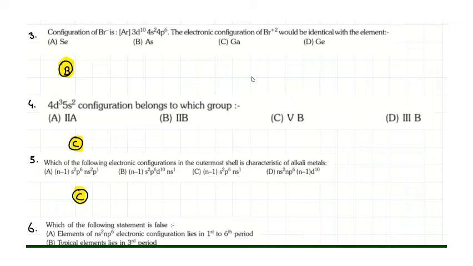In the fourth question, we have to find the group to which the 4d3 5s2 configuration belongs to. Now since the last electron enters into the d orbital, it is of d block, thus it has to be some group with b in it, and since there are 3 electrons, it would be 3, 4 and then 5, so 5b.